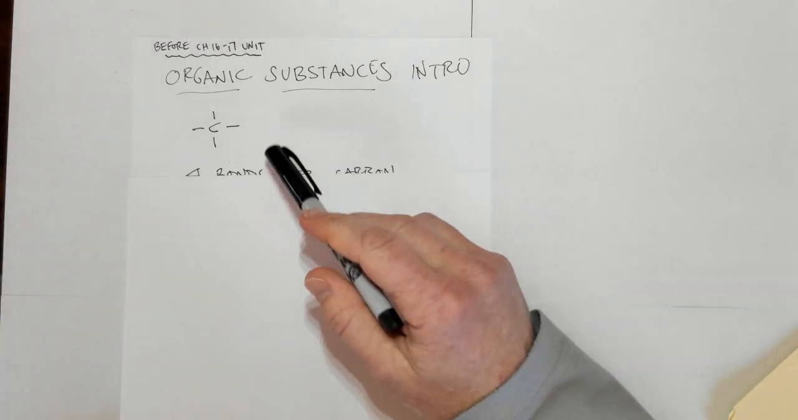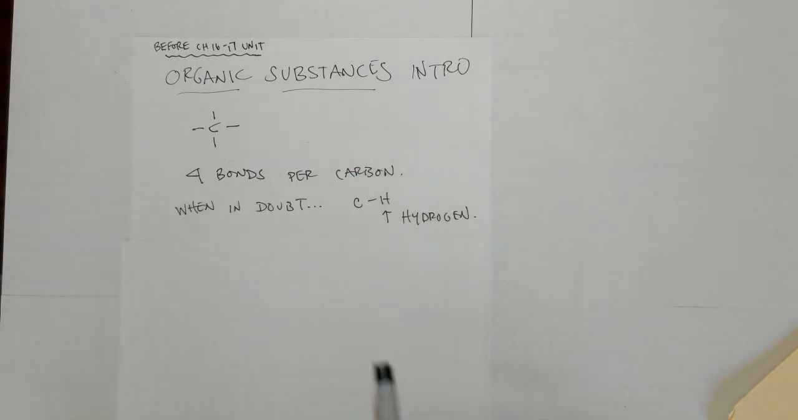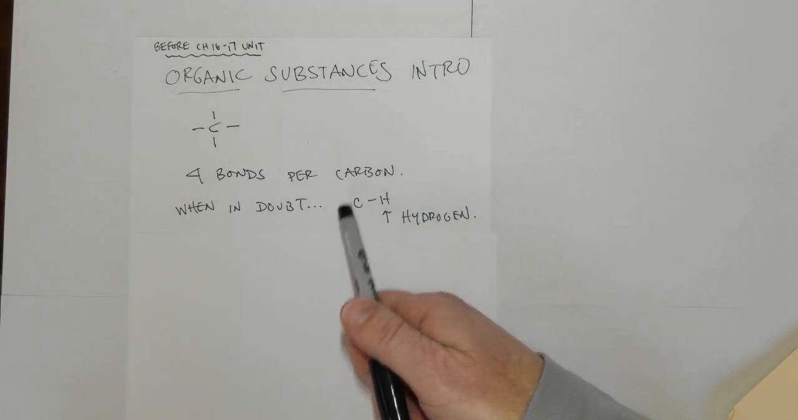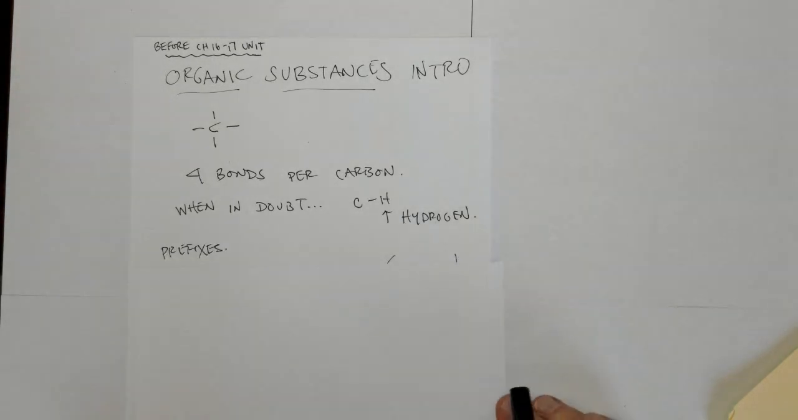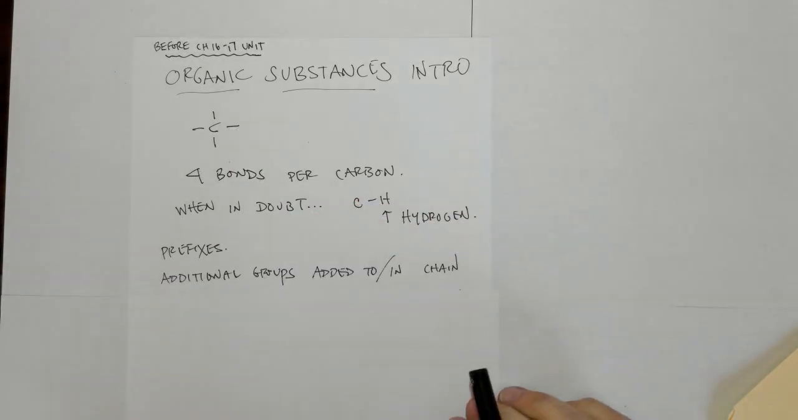So organic substances are composed of carbon. They have 4 bonds per carbon, and when in doubt, make sure that a carbon is bonded to a hydrogen to complete 4 bonds. They're named by prefixes. You've learned these prefixes: meth, eth, prop, but, pent, hex, hept, oct, non, dec. That tells you the number of carbons in the substance.